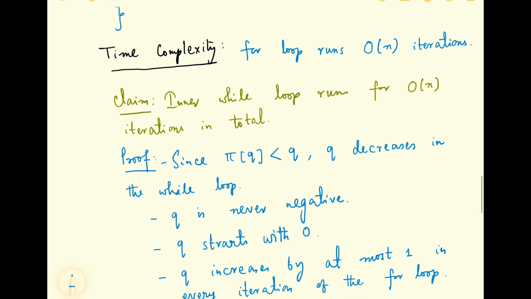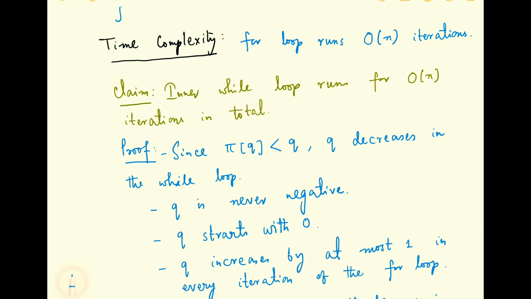So here are a few observations. We already observed that pi q is strictly less than q. Why? Let's recall, it simply follows from the definition. What is pi q? It is the length of the longest strict prefix of p1 to q which is also a suffix of p1 to q. A prefix of length q is not allowed here because we are looking for a strict prefix. That's why pi q is strictly less than q, and that implies that q continually decreases in the while loop.